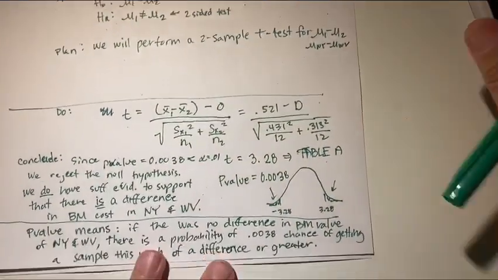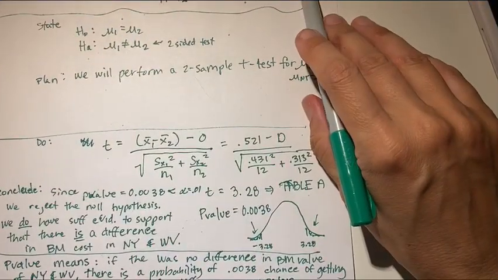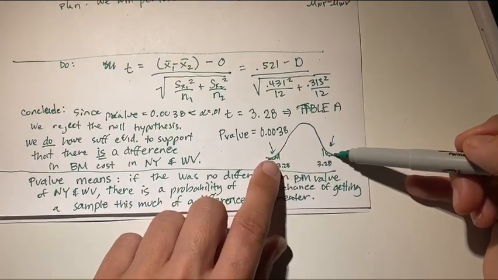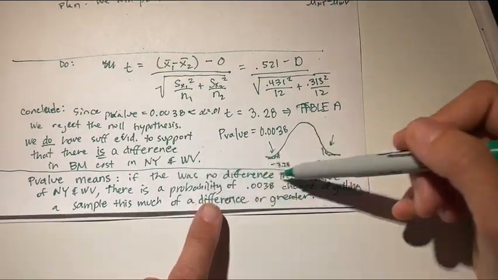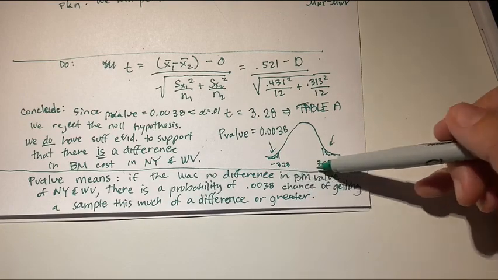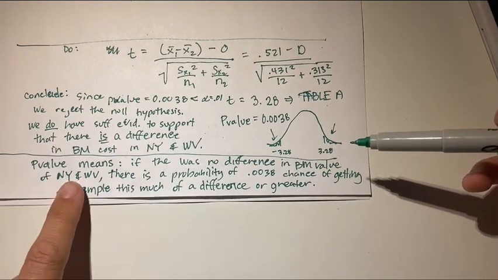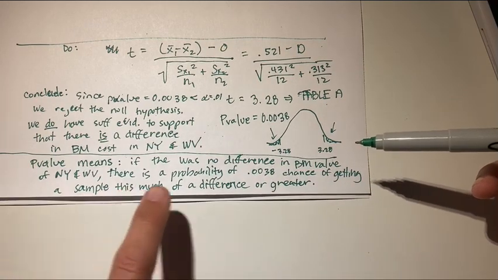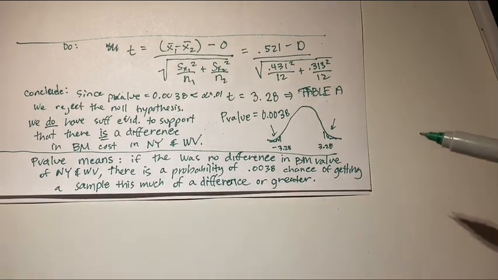So we definitely got a difference, right? And because we got a difference, that was a fairly extreme difference. And so if we assume that there is no difference in Big Mac value between the two states, then this would be the probability of getting a sample this much of a difference or even greater of a difference.